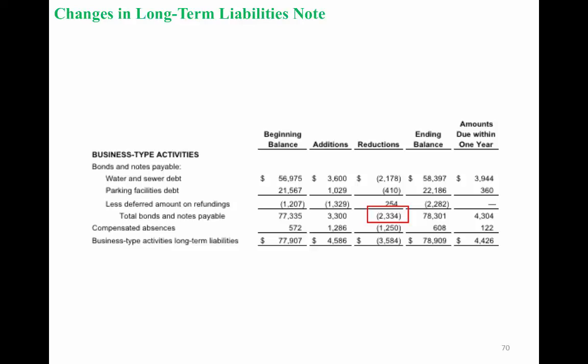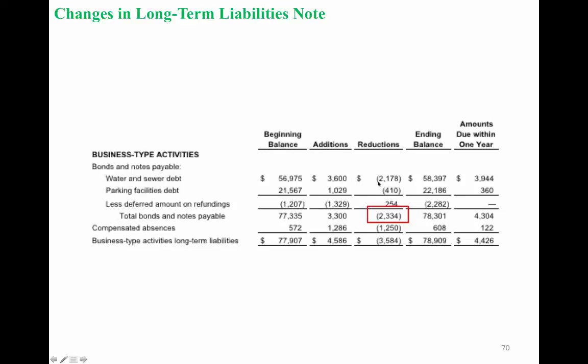Where this gets a little complicated is if the government has done a bond refunding during the year, because the proceeds of the refunding bonds are going to show up in the additions, and the retirement or the defeasement of the refunded bonds is going to show up in reductions.